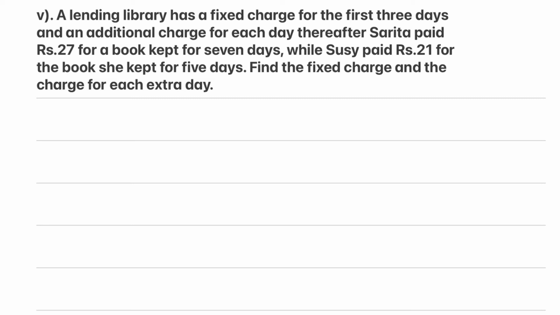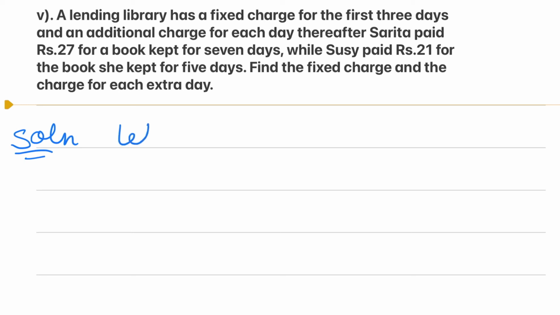Fifth part, it says a lending library has a fixed charge of first 3 days and an additional charge for each day thereafter. Sarita paid rupees 27 for a book she kept for 7 days, while Susie paid rupees 21 for the book she kept for 5 days. You have to find the fixed charge and the charge each extra day.